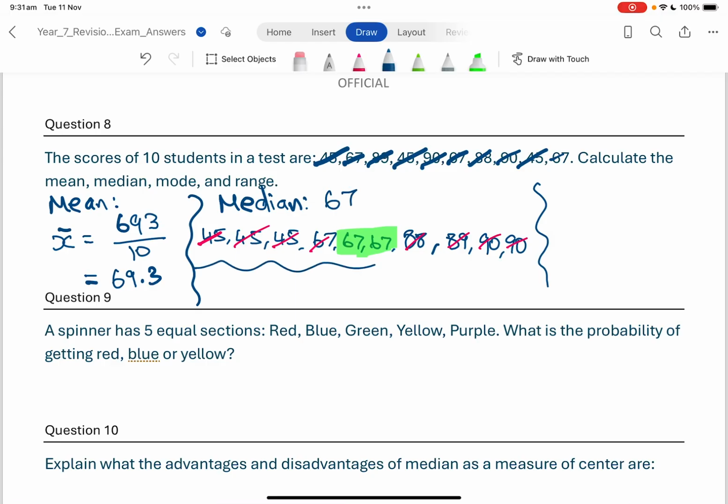All right. Now, if we were to do the mode, you would have noticed that there was 3 45s, 3 67s, and 2 90s. So obviously there's more 45s and 67s. If you remember, we can have multiple modes. So 45 and 67 would be the mode of our data here.